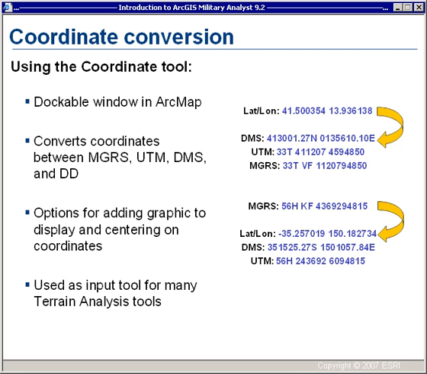The coordinate tool also features options to add a graphic point in your ArcMap display to identify the coordinate location. If you're zoomed into a particular scale, there's another option to center in on the location during the conversion as well. This offers the user a quick way of finding a location if all you have is a set of coordinates. The coordinate tool is also used as an input device for many of our other tools, including the terrain analysis tools, which we'll discuss later.